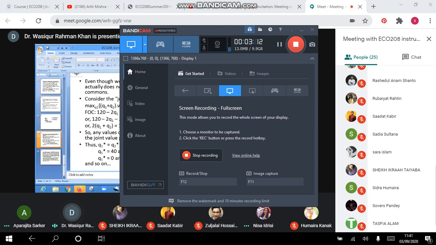The key is we don't know the values of Q1 and Q2 separately. We know their joint sum, but we don't know the individual values of Q1 and Q2. So any values of Q1 and Q2 which add up to 60 is a solution to this problem. So Q1 star equal to 0 and Q2 star equal to 60 could be another solution. Q1 star equal to 60 and Q2 star equal to 0 could be another solution, as long as they add up to 60 and so on.